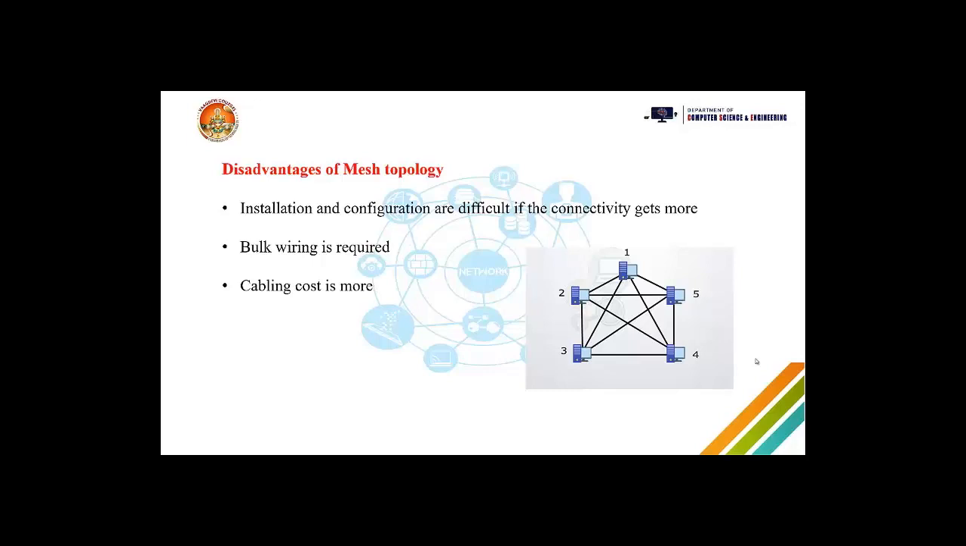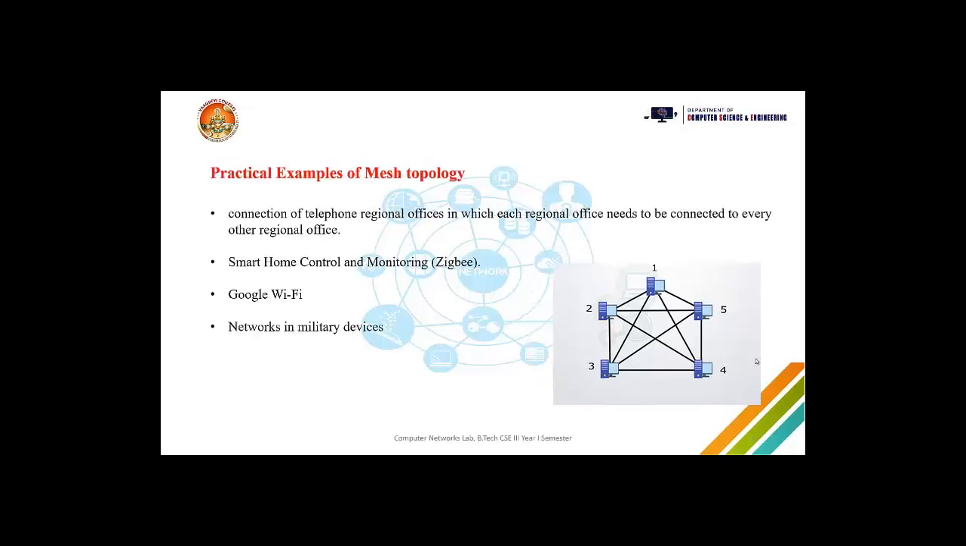Now we will see some practical examples. The first one is connection of telephone regional offices, in which each regional office needs to be connected to every other regional office. Take the example of BSNL. This BSNL company has regional offices, and all of these regional offices are connected using mesh topology. This is one practical example.